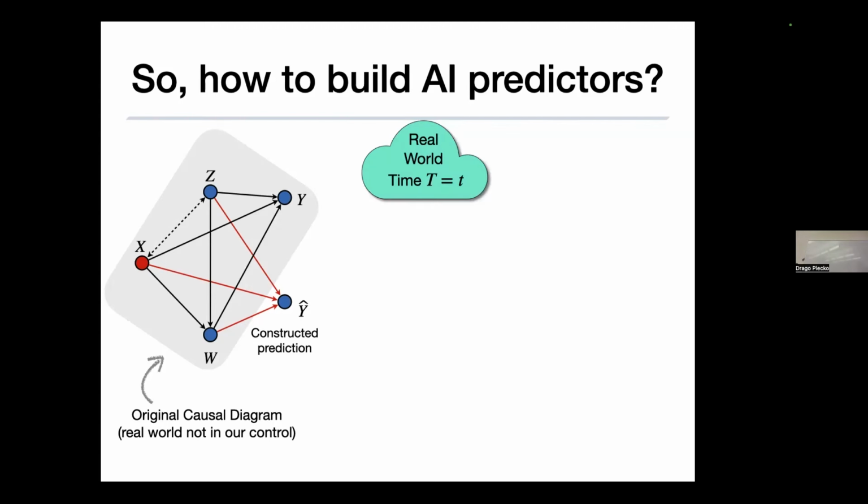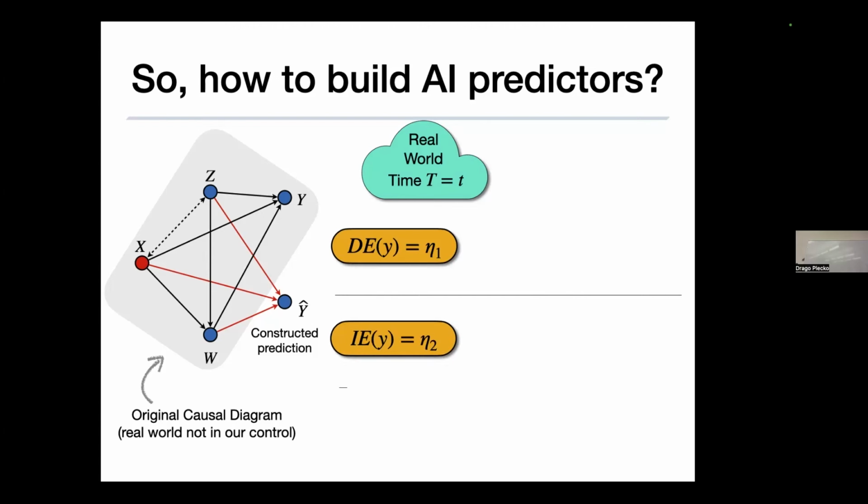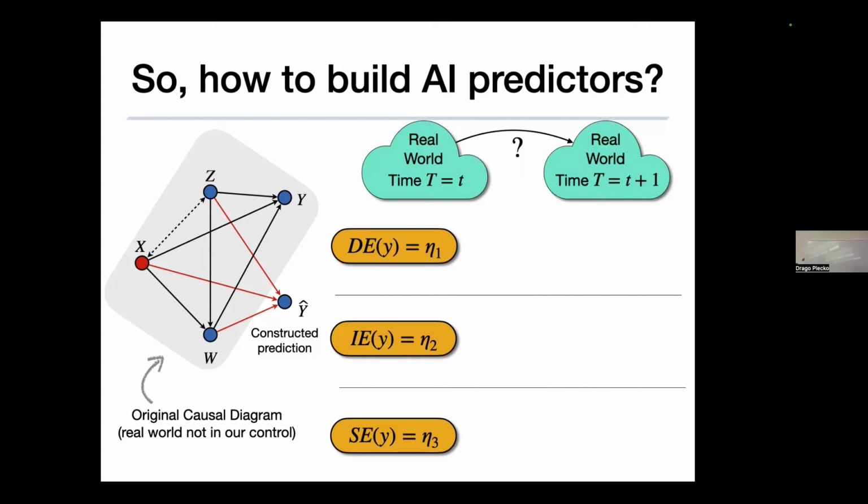So we have a real world at time t, and we have some summarization of the discrimination. Maybe direct effect equals eta 1, indirect equals eta 2, and spurious equals eta 3, right? And what we're trying to do is move to the real world at time t plus 1, right? And the question is, how do we do this?